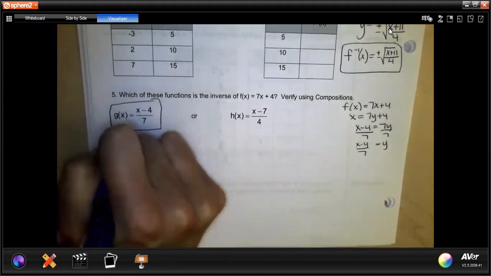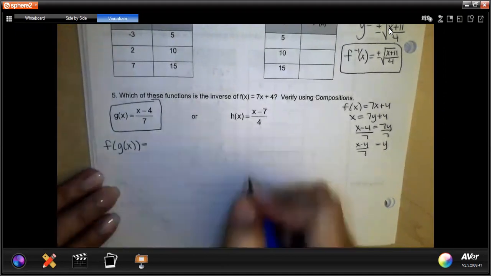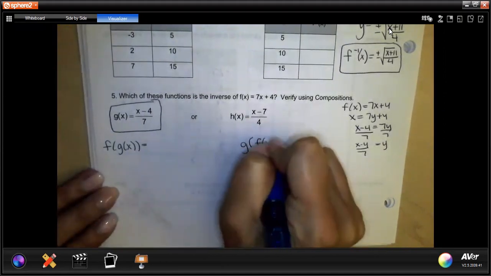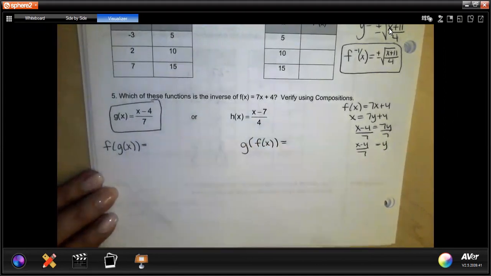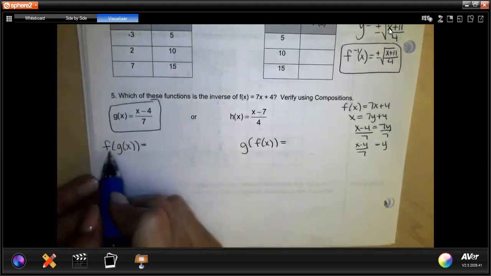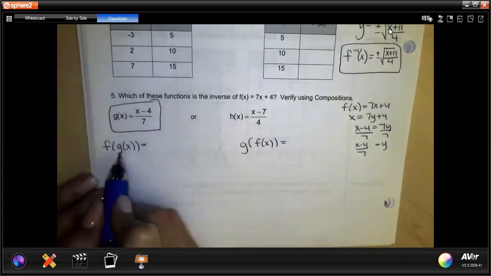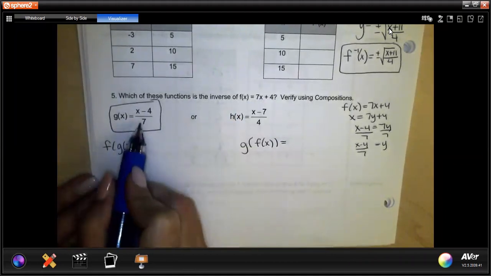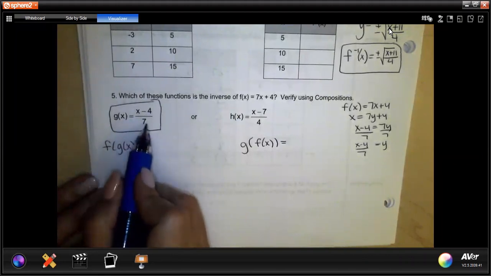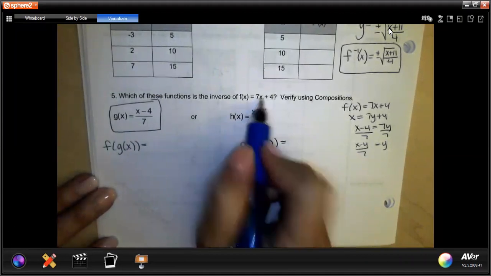So I need to find f of g of x to verify that that is x. I also need to find g of f of x to verify that that is x. If they are both x's, then they are inverses. If it is anything else, it is not an inverse. So f of g of x, my f function is 7x plus 4, and I am going to plug that g of x function into that. So I need to take this x minus 4 over 7 and plug it in for the x here. Remember, you're substituting that x, so that x should be gone.